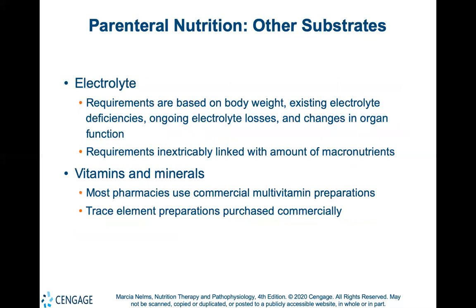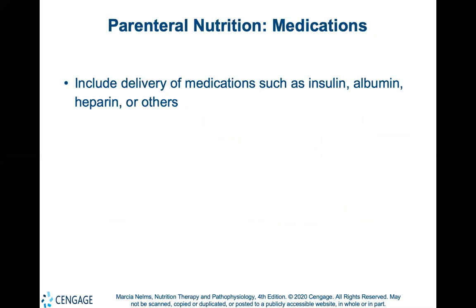Electrolytes. Requirements are based on body weight, existing electrolyte deficiencies, ongoing electrolyte losses, and changes in organ function. Vitamins and minerals. Most pharmacies use commercial multivitamin preparations. Trace element preparations are purchased commercially. Additives include delivery of medications such as insulin, albumin, heparin, and others. Prior to recommending medications be added to the parenteral nutrition, the clinician should gain a thorough understanding of the practice at his or her institution through observation and consulting with a pharmacist.